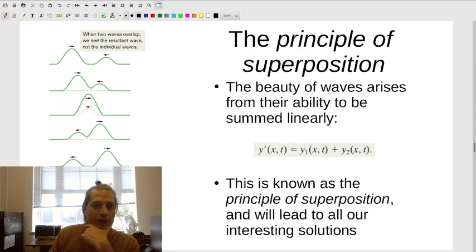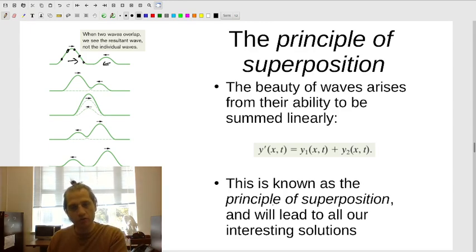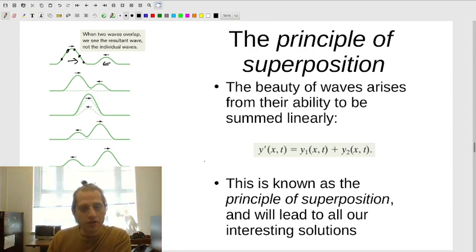When we have 2 waves overlapping, let's say that we have this hump is going to the right, and our other hump is moving towards the left. As they come toward each other, they each have an x position versus t, and essentially to get the total wave, that is going to be the sum of these 2 waves. Okay, so that's our principle of superposition. It will lead to all of our interesting solutions.